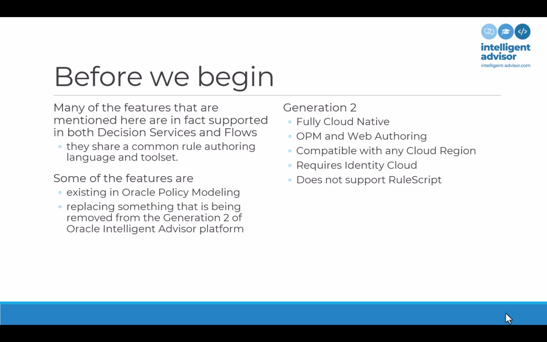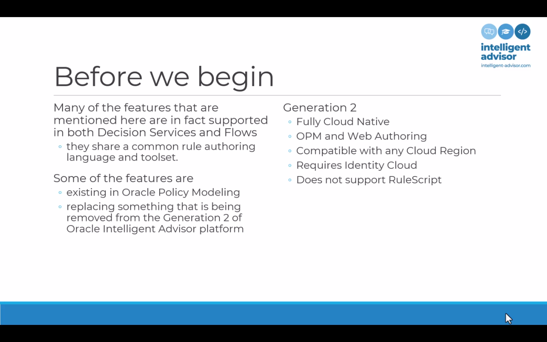Some of the features are essentially replacing features that already exist in Oracle Policy Modeling. So we can see that decision services and the web authoring platform in general is maturing and coming closer to having the same functionality as Oracle Policy Modeling. However, they are a long way from that today.